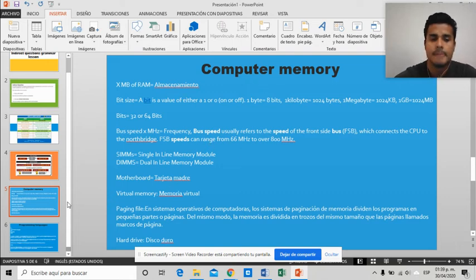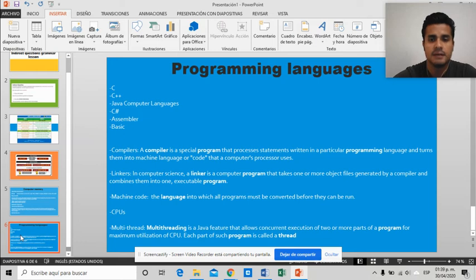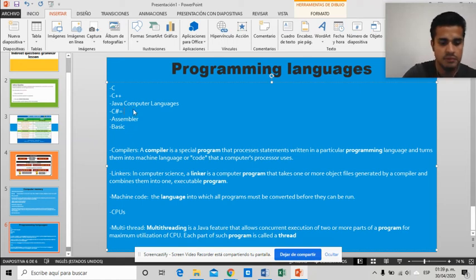Now, next part of the vocabulary, we're going to be talking real quick about programming languages. The programming languages that are most common, we have C++ and Java, computer languages, which are these two. Now, some people say C pound, people say C pound or C hash.